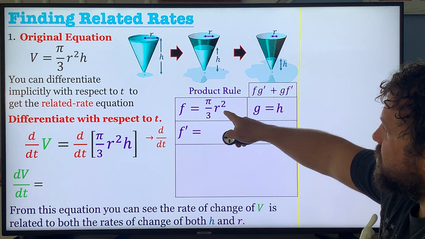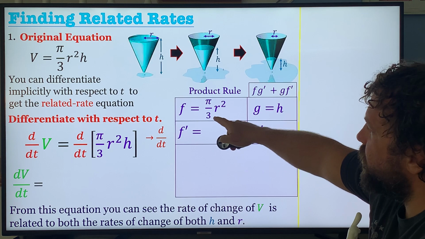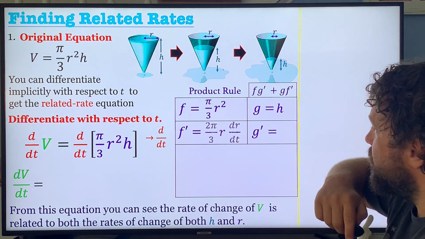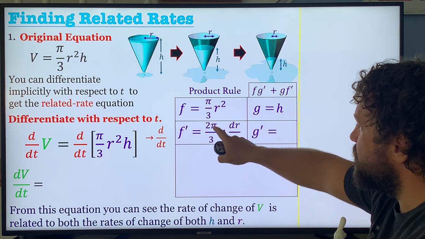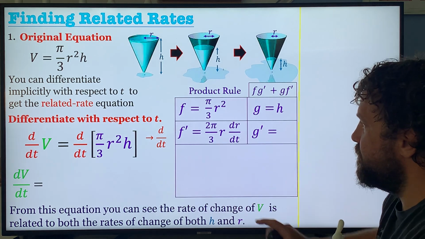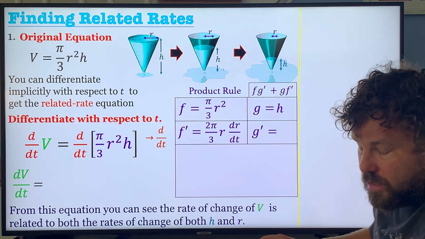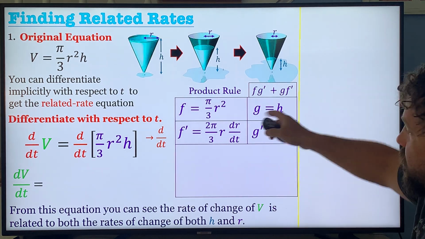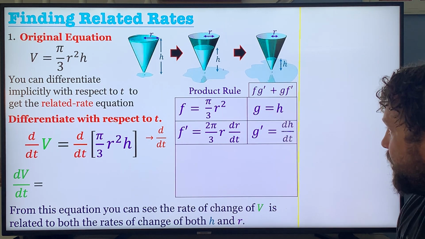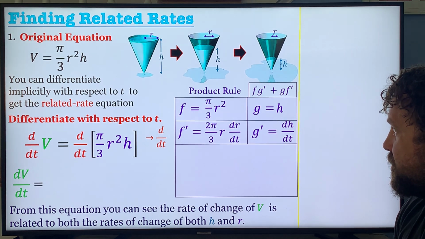What's the derivative of this? Pi over 3 times 2r dr dt, right? So it's pi over 3, 2r dr dt. And you just put the 2 with the pi because constants go together. Derivative of h is, in terms of t, dh dt. Right? Easier than it sounds.